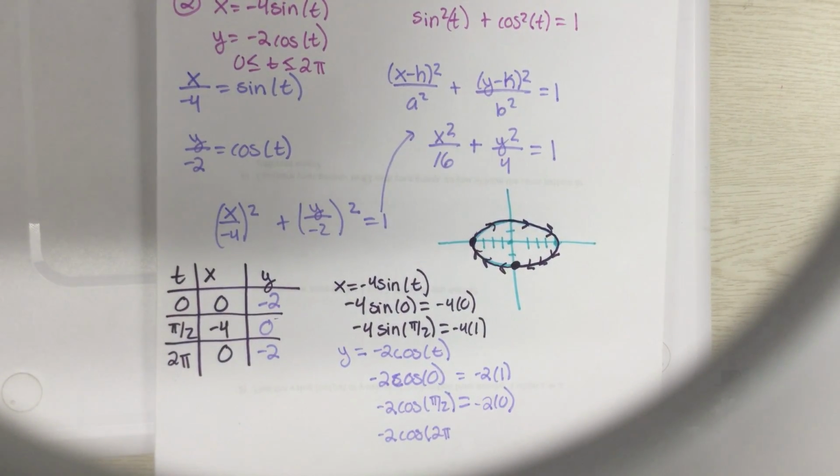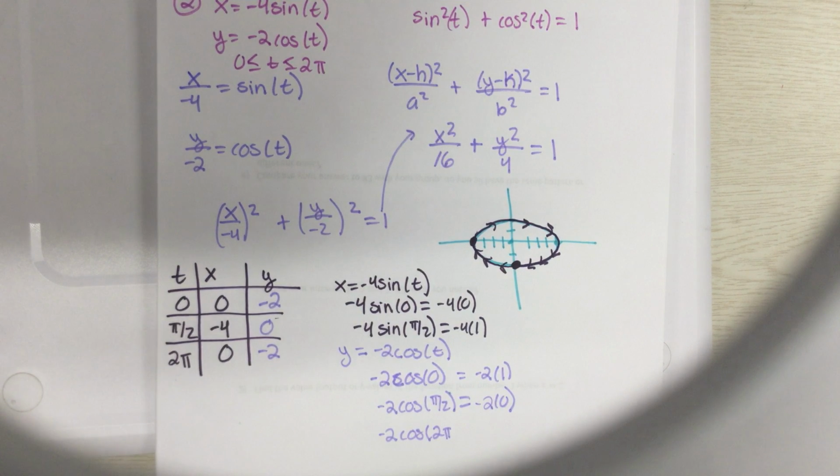We have 2 more examples, and the difference between these is it's no longer 0 to 2 pi. So I want to go through what it looks like when it's not the entire ellipse or circle. It's just going to be part of it. All right, so we have our third example here.